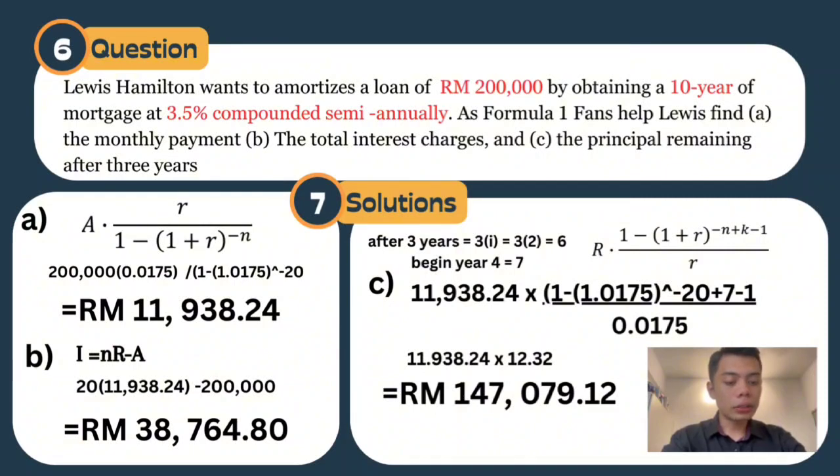For the last question, the principal remaining after 3 years. After 3 years equals 3 times small i equals 6, beginning year 4 equals 7. So the calculation will be 11,938.24 times 1 minus 1.0175 to the power of negative (20 minus 7 plus 1), divided by 0.0175. We will get 147,079.12. Thank you.